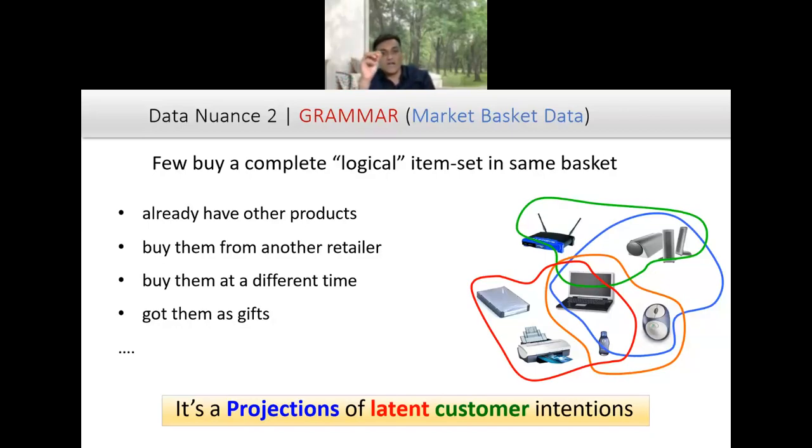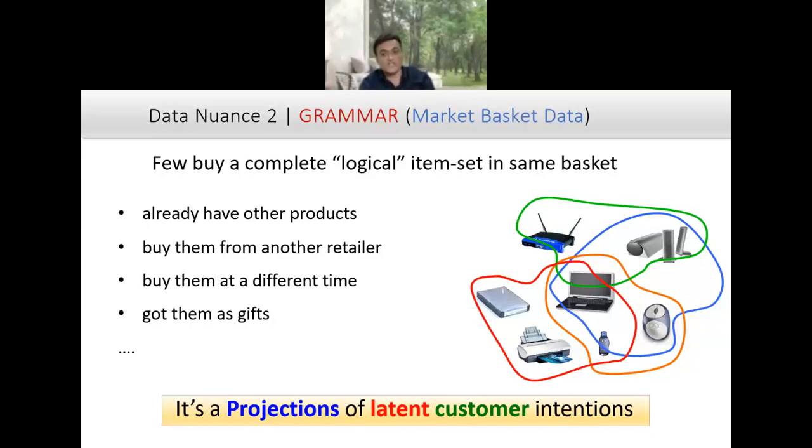So maybe I already have those products, bought them from another retailer, bought them at a different time, or got them as a gift. So it is all about a projection of latent customer intention when you are preparing a huge amount of data set and taking some decision. You need to keep in mind that a person may have an Apple iPhone, but it may be possible that he already has a computer at his home.